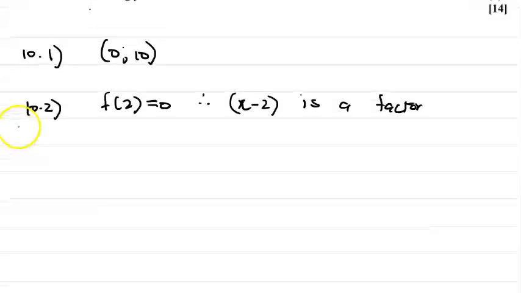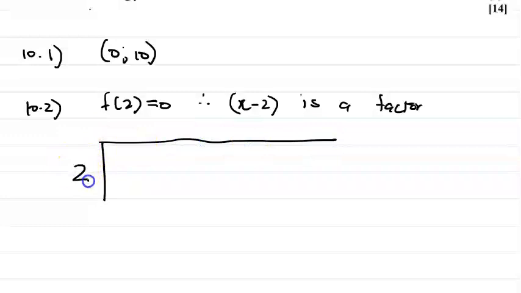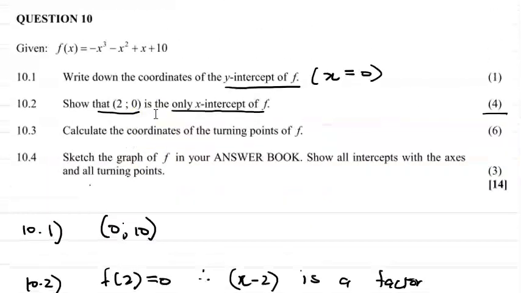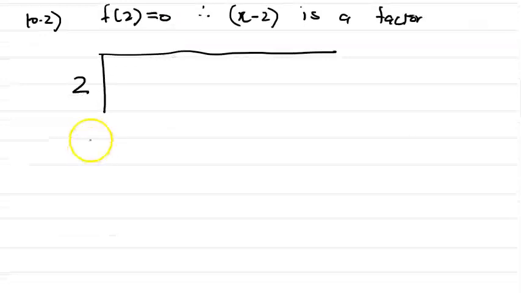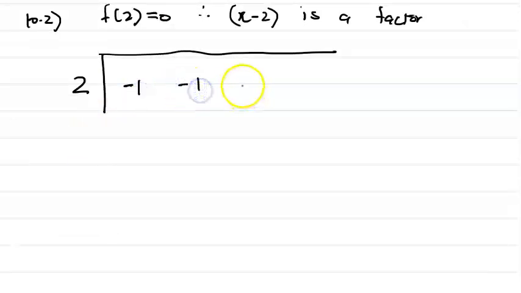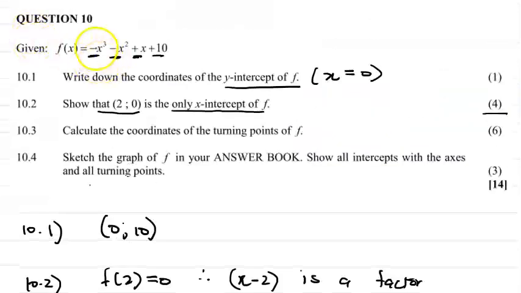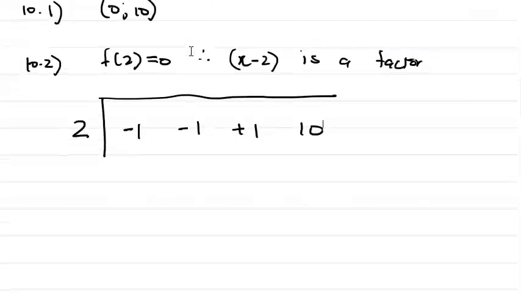The first way in which we can do this is we can use synthetic division. We can say 2, and now let's put down the coefficients of f for each term in this particular function, including the constant term. So negative 1, negative 1, positive 1, and 10. Remember that negative 1 is the coefficient of x cubed, negative 1 is the coefficient of x squared, positive 1 is the coefficient of x, and positive 10 is the constant term.